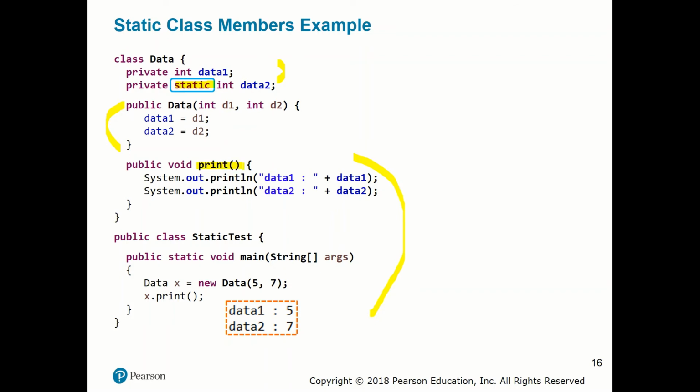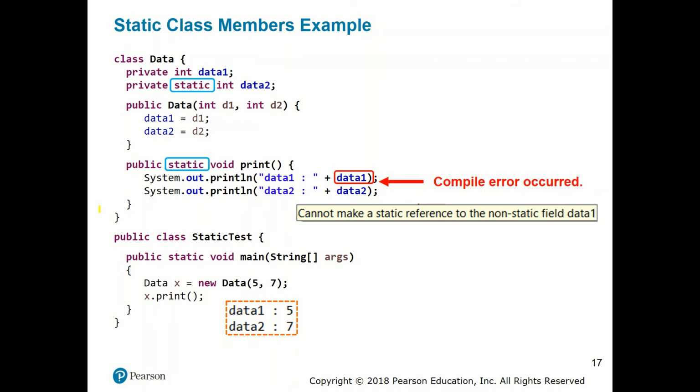Non-static method. Non-static means that static or non-static members can be used. Print is a non-static member. So we can use non-static data and static data. Okay, so this is okay.